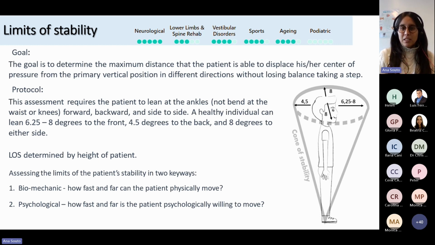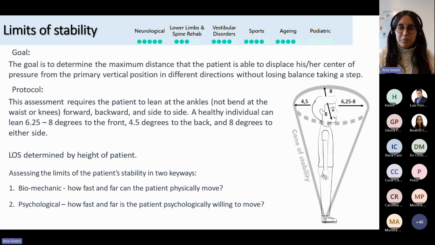So the typical range is 8 degrees front, 8 degrees to the sides, and 4 degrees back. And this stable area represents the cone of stability. So it's referred to as the cone of stability. So, a stable area. And our central nervous system has an internal representation of this area, of this cone of stability, that it uses to determine how to move to maintain balance.